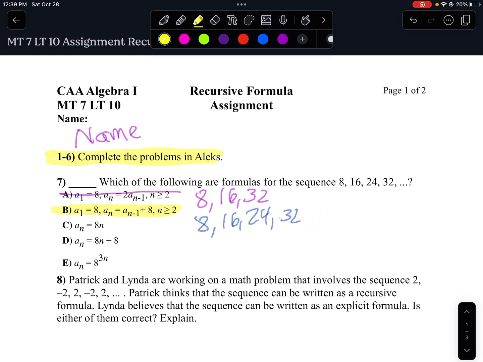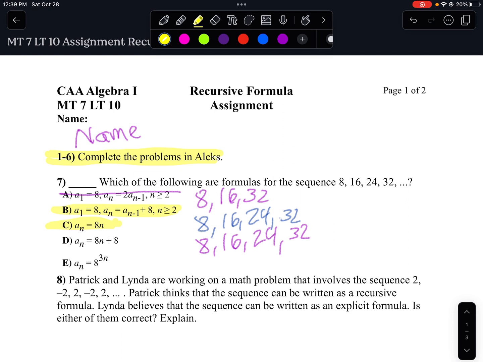Let's take a look at letter C. That's an explicit one. So we're going to take 8 times n. So 8 times, whoops, did it again. There we go. I want a different color, but it doesn't look like it's going to let me choose. Well, we'll go back to purple. So 8 times 1 is 8. 8 times 2 is 16. 8 times 3 is 24. 8 times 4 is 32. So it matches the first 4. So I would say that would be correct also.